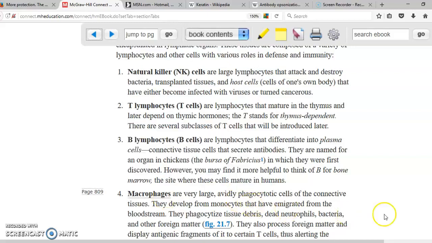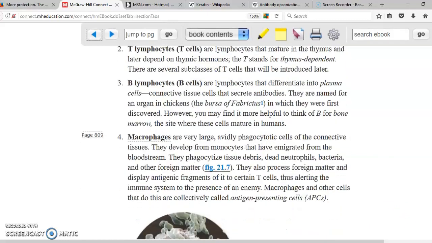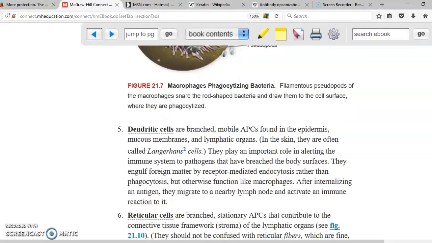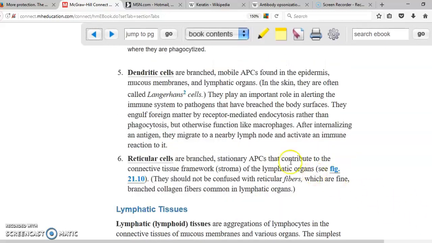B lymphocytes are also produced in the bone marrow, and they will be mainly in charge of producing antibodies. Macrophages are phagocytic cells. When the monocytes come out of the bloodstream, they will turn into macrophages. Keep scrolling down. We have dendritic cells. Dendritic cells belong to the APCs. APC stands for antigen presenting cell. They have a very important job regarding immunity. Reticular cells, those are also antigen presenting cells found in other areas of the body, in particular connective tissue framework, such as for example the one found in some of the lymphatic organs.